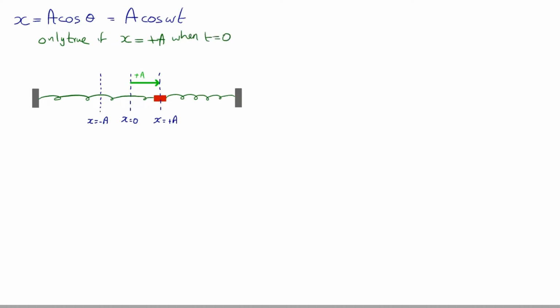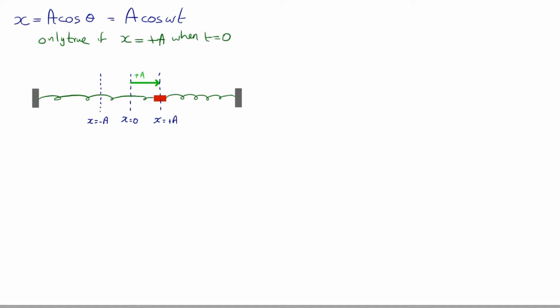Otherwise it doesn't work, and we'll see how to deal with that later on, like if the clock starts at a different time. But for the moment, this is what we're doing. So we get that the displacement is given by A cosine theta, and theta, of course, is omega t, and omega represents the angular velocity of something going in a circle with the same time period as our oscillator. So it is pretty abstract.